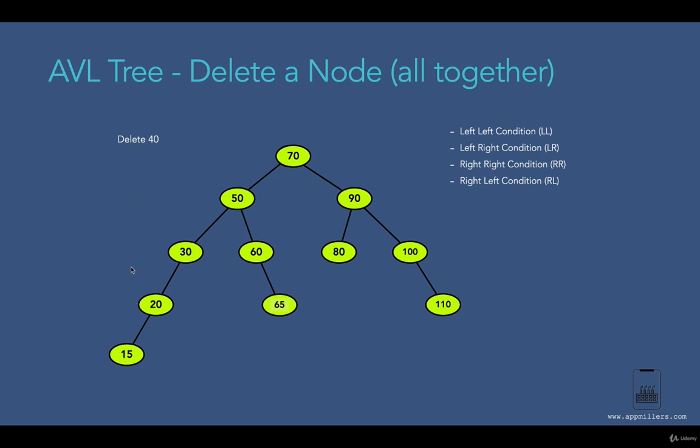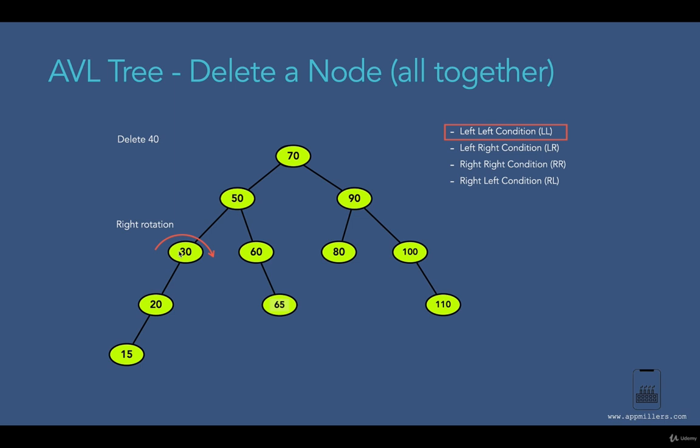After finding this disbalanced node, we need to find the condition of this node. We can easily see that this is a left-left condition because the path from 32 to 15 is left-left. So we have identified that this is a left-left condition. After identifying the condition, we need to do rotation. In case of left-left condition, we do right rotation. So we are going to do right rotation for this disbalanced node, which is 30.